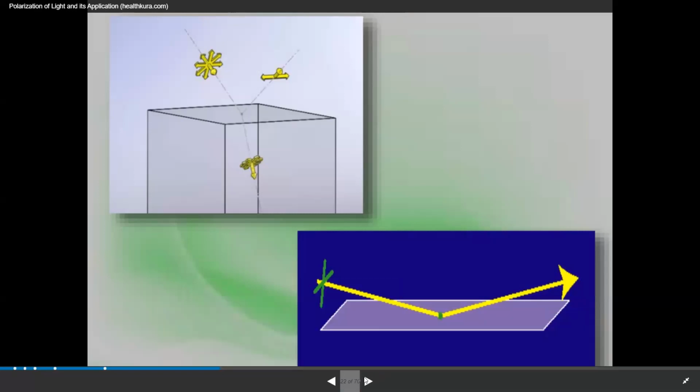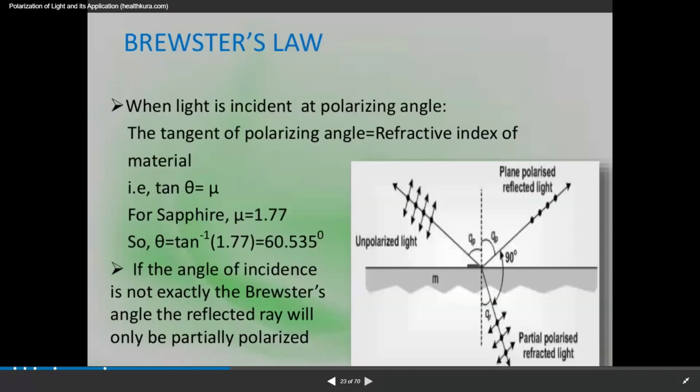And it is also clearly explained based on Brewster's law. Simply, the statement of Brewster's law is that the tangent of the polarizing angle is equal to the refractive index of the material. And we also studied how to prove Brewster's law in the previous sessions.